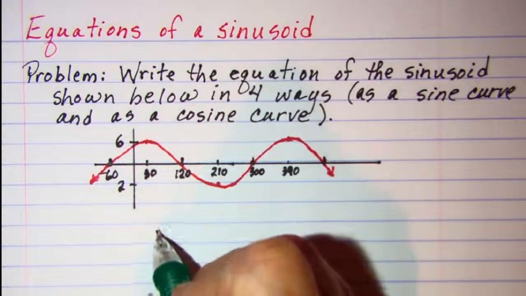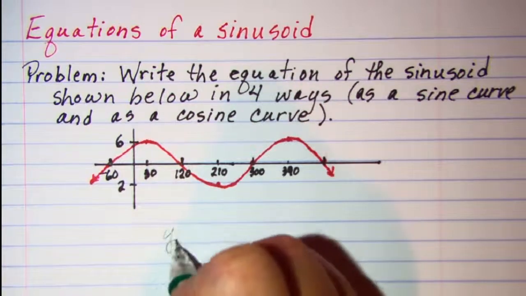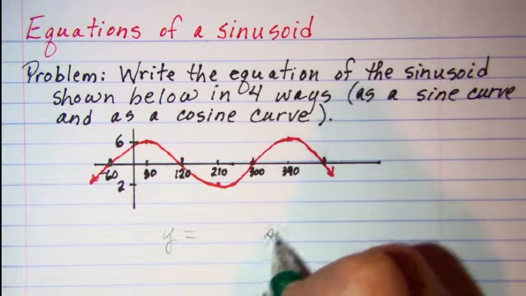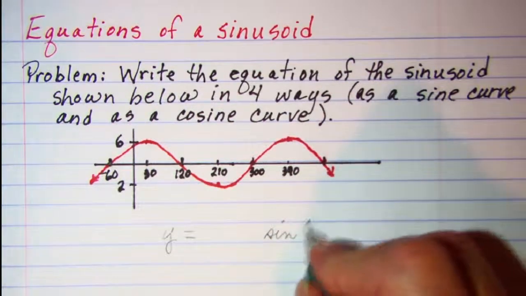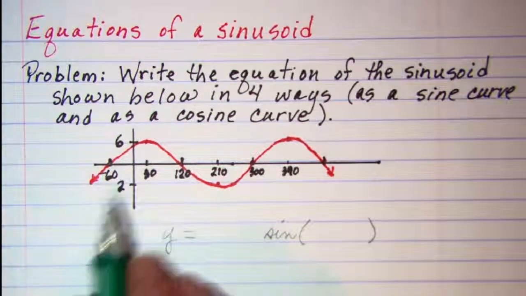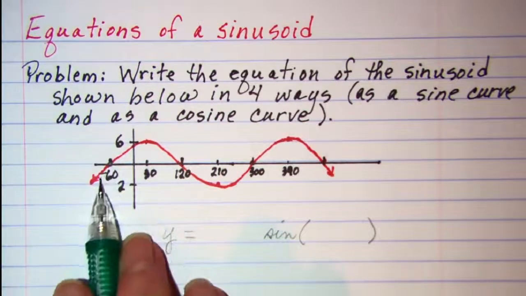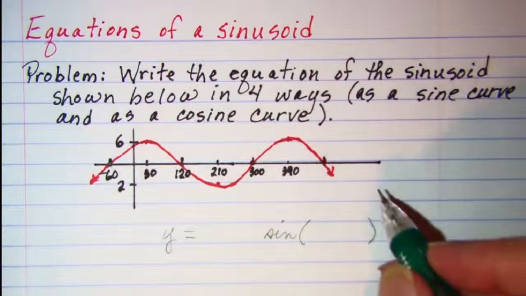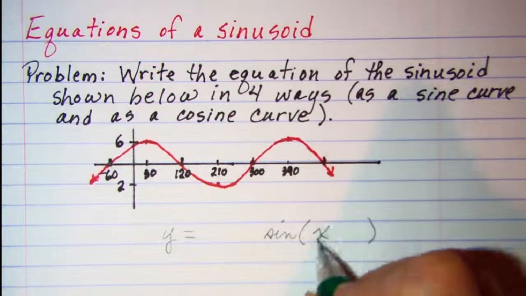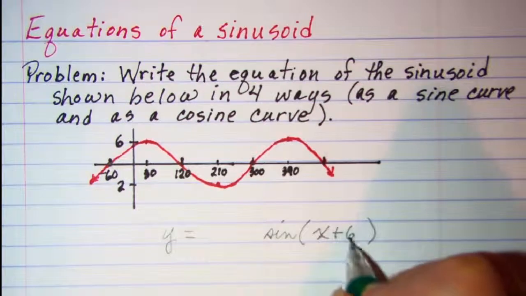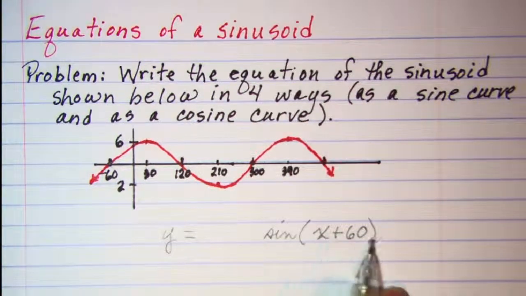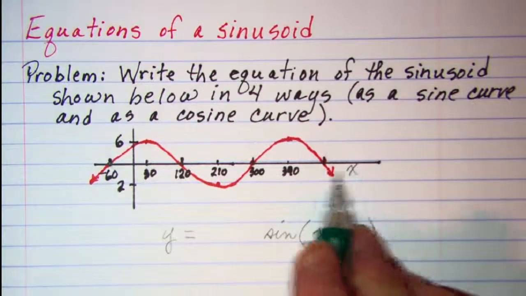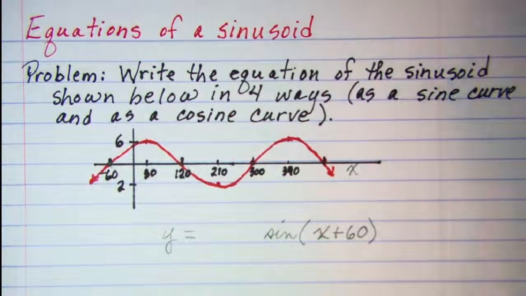So for our sine equation, we could write y equals, and I'm going to scoot this over a little bit because we have some other numbers that need to be put in there. But remember, if it's a negative 60 phase angle, that means that we have x plus 60 here in this spot. And that's assuming x is my horizontal axis. Could be theta.